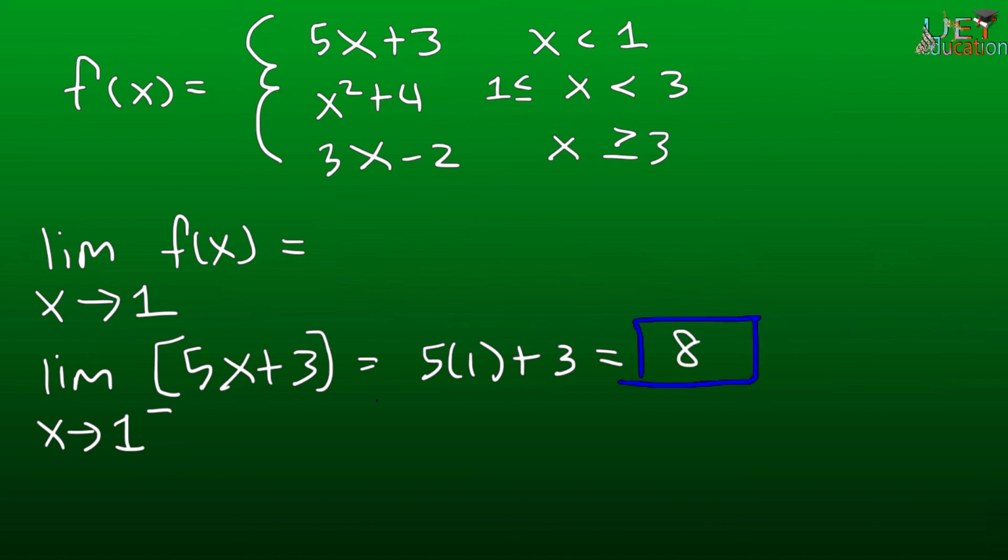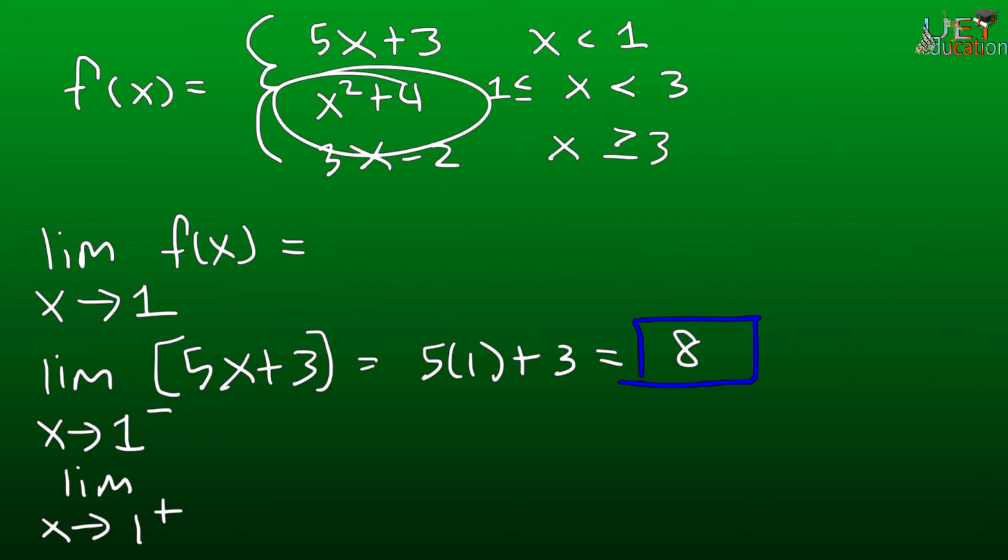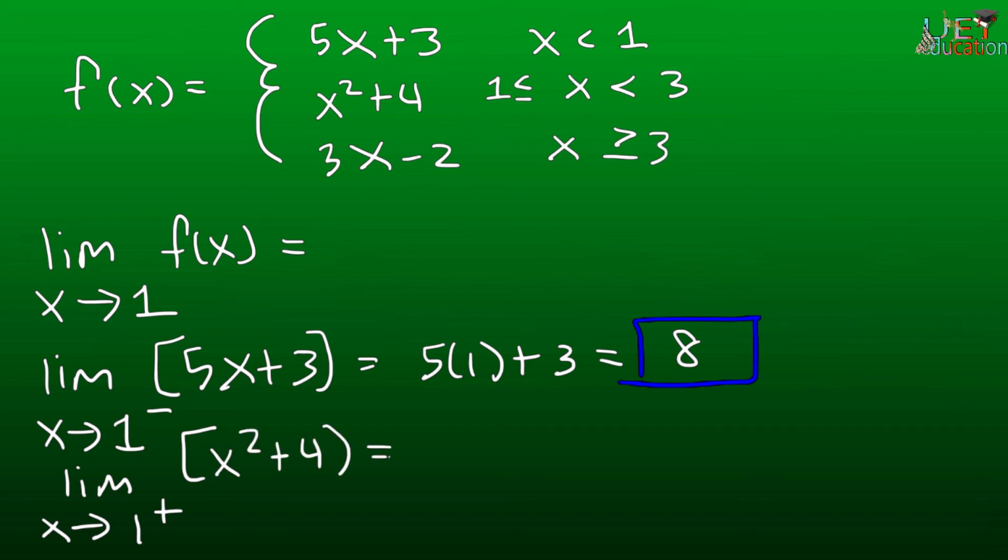So now let's do the same thing for the right side. So as x approaches 1 from the right, which of these three parts of the piecewise function should we use? 1 from the right is greater than 1, so we've got to use x squared plus 4. So that's going to be 1 squared plus 4, which is 5. So therefore, the left and the right side do not match. So this limit does not exist.